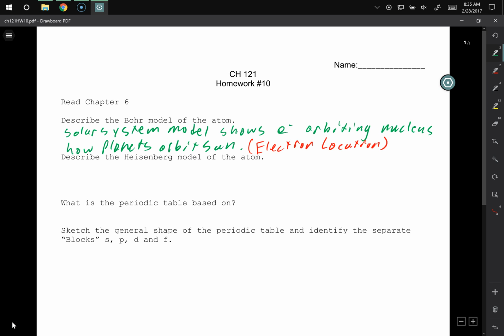So tell me about Heisenberg. Let's start with this. What was it that Heisenberg described? Same thing here, right? They both describe the exact same thing, right? Electron locations. So why do we need a second theory on where the electrons are?